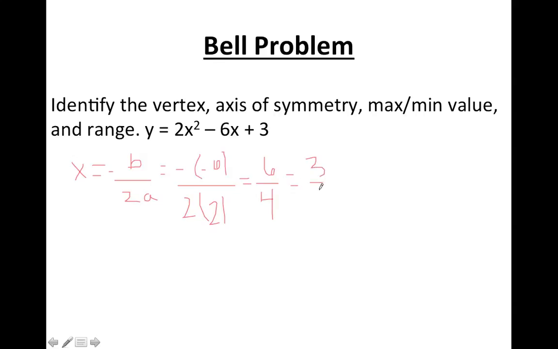So our axis of symmetry is x equals 3 halves, which makes our x value of our vertex to be 3 halves. And when we plug x back into our original function, we get negative 3 halves for y.